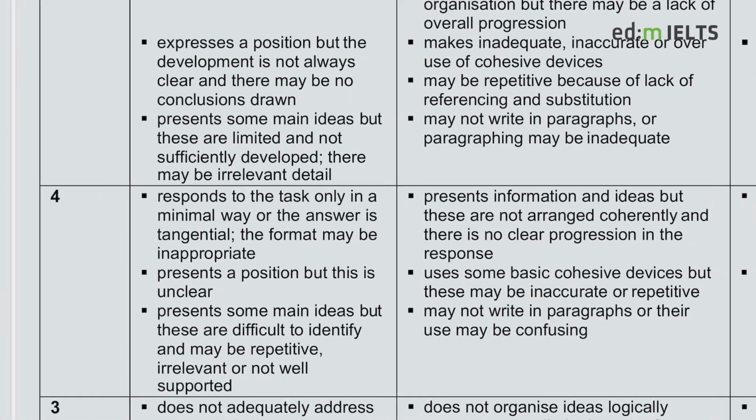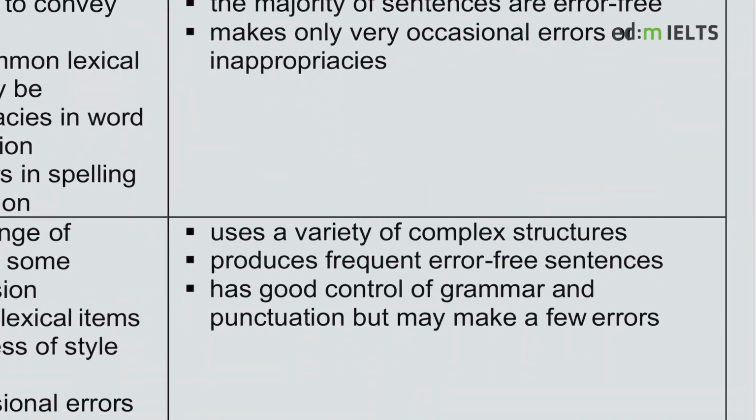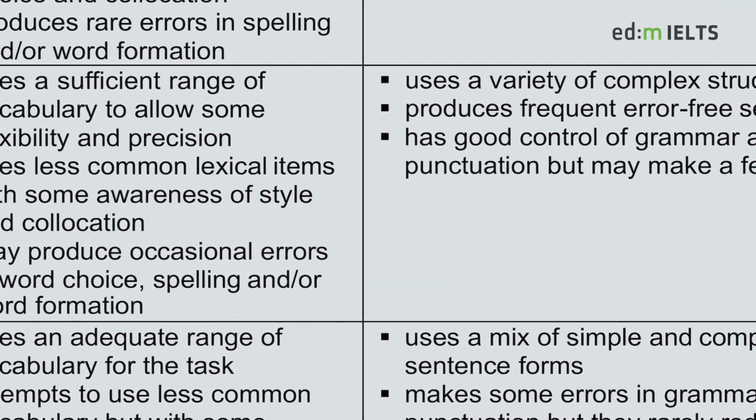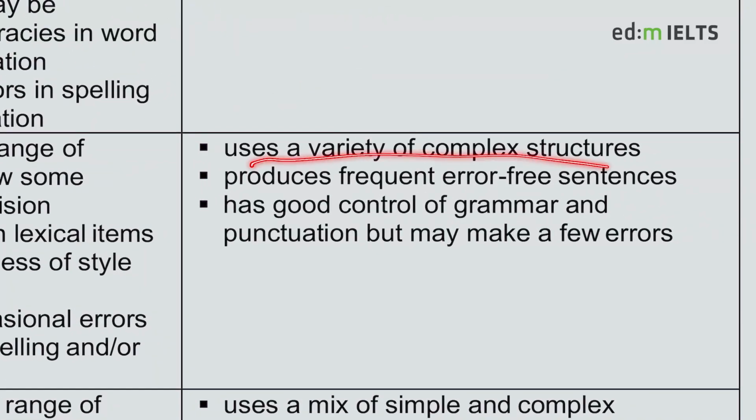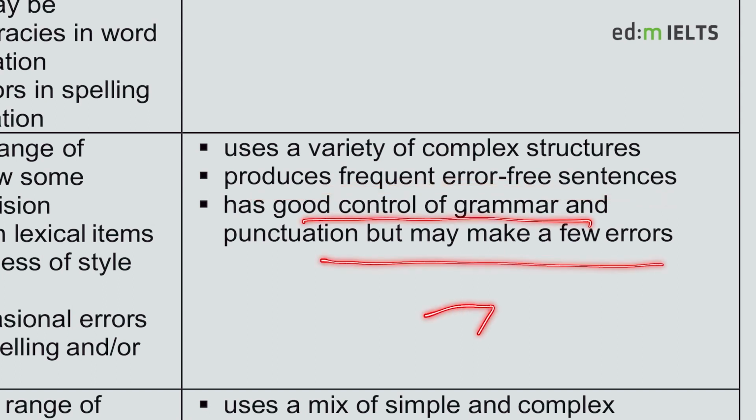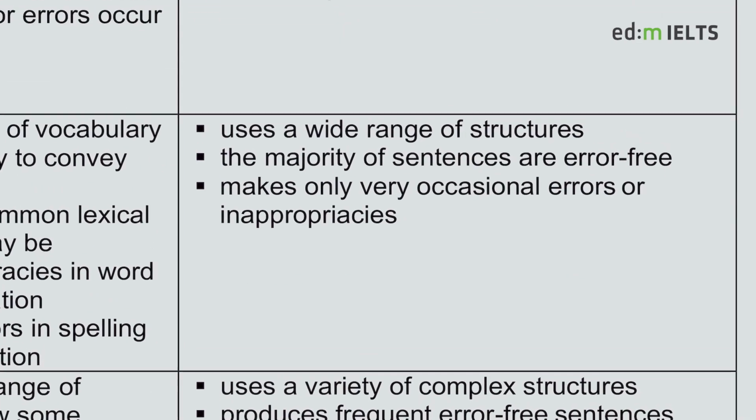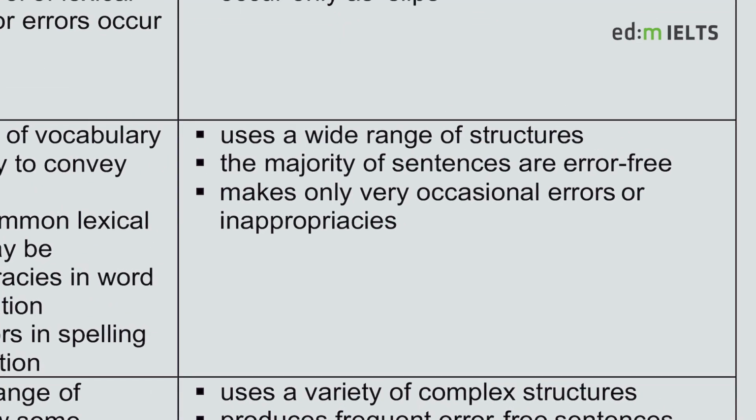And finally, grammatical range and accuracy. Variety of complex structures, yes. Frequent error-free sentences, yes. Good control, despite a few errors, yes. That's for 7. As for 8, the majority of sentences are error-free. Well, taking a look at the essay again, most are, not the vast majority. Very occasional errors or inappropriacies. It's kind of 7 or 8 borderline.